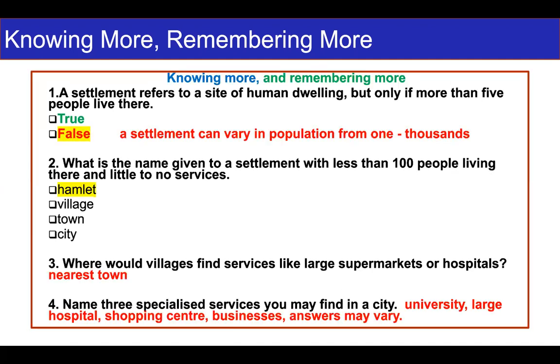Okay, the answers are, so number 1, the answer is false. A settlement can vary in population from 1 to 1,000. It doesn't have to have more than 5 people.